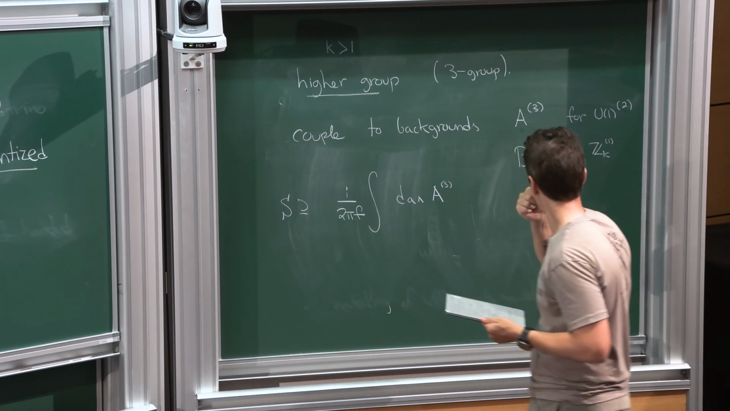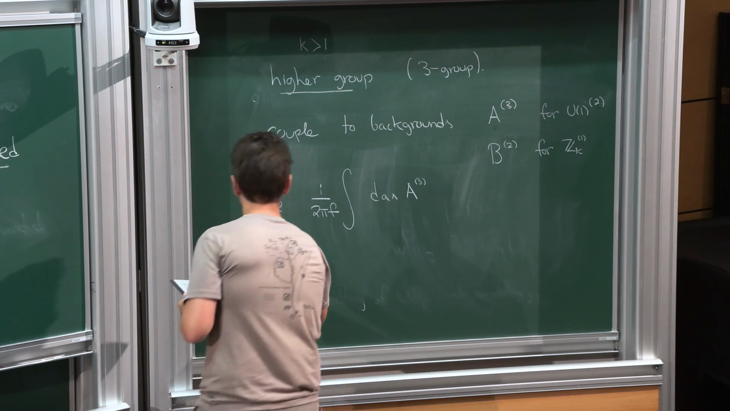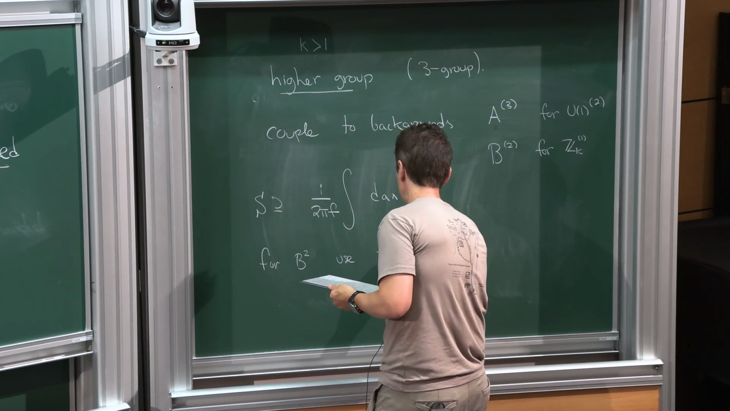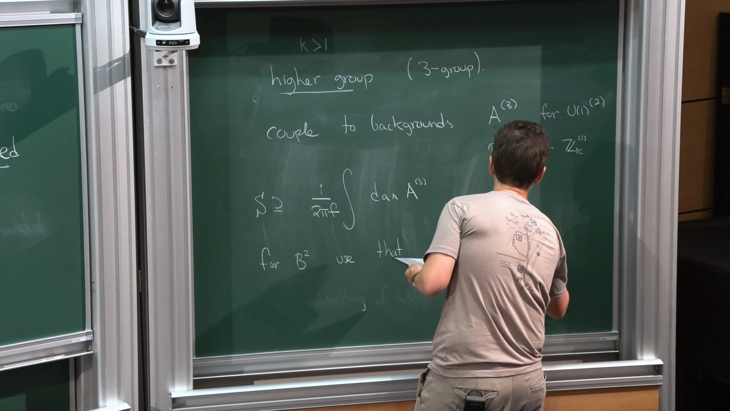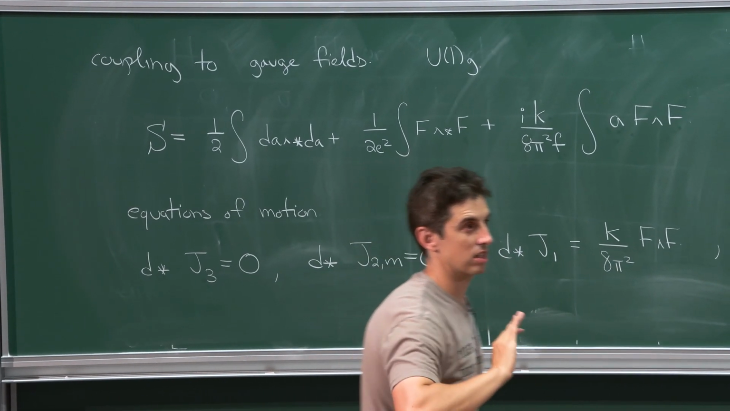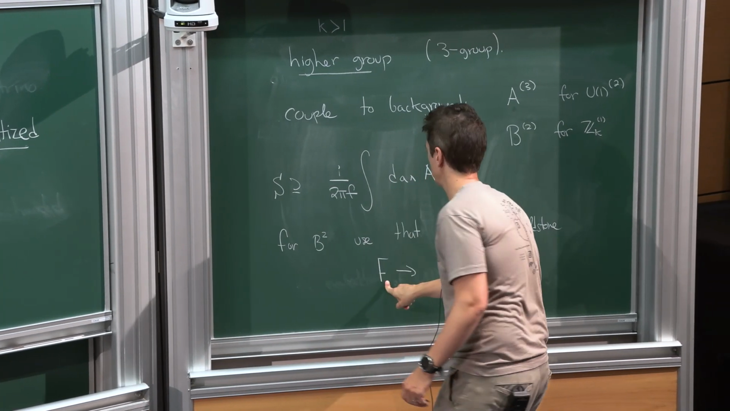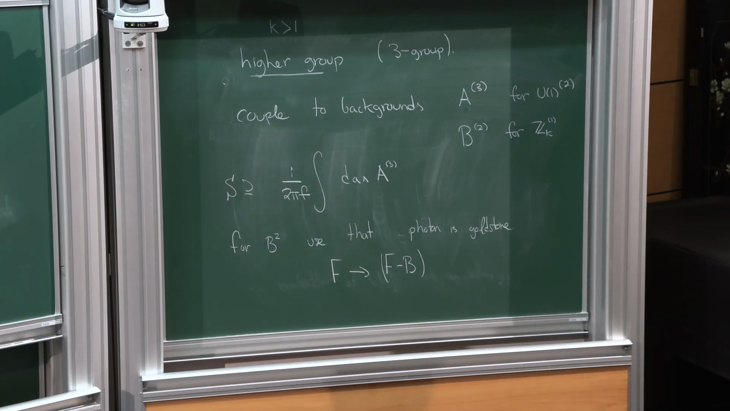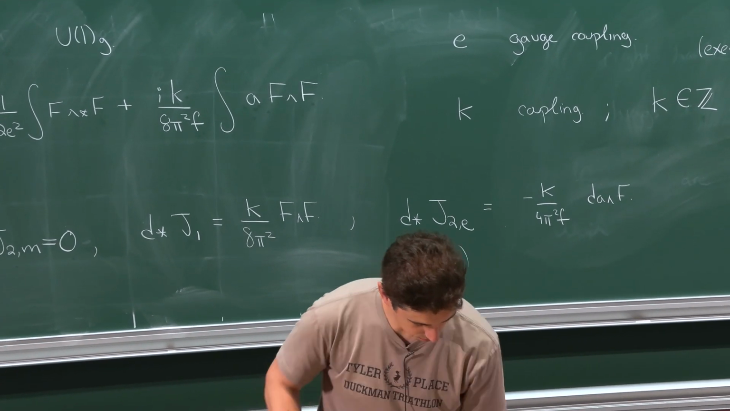How do you figure out how to couple to this? Max kind of already said the answer just a moment ago. How do you couple to B2? So we use the fact that the photon is a Goldstone. That's a physical way of saying the mathematical fact that the dynamical field, which is the connection here, shifts under the symmetry. So what that means is that we just take F, and wherever we see big F in the action, we replace it by F minus B. That's how to get the coupling to B.